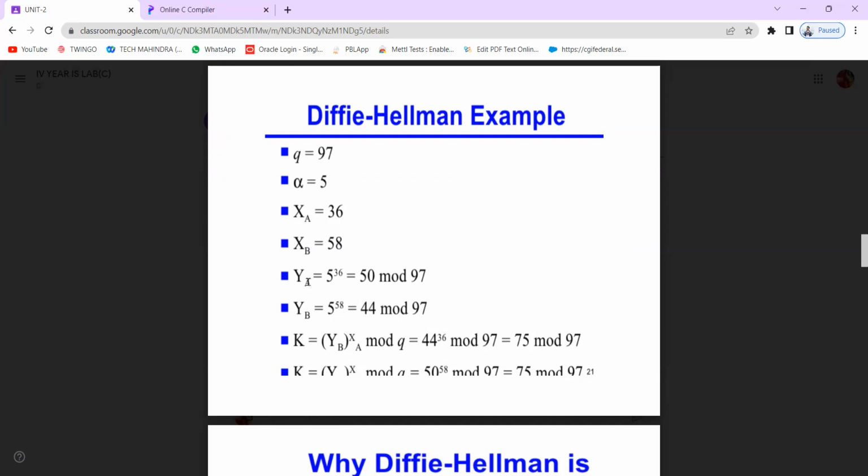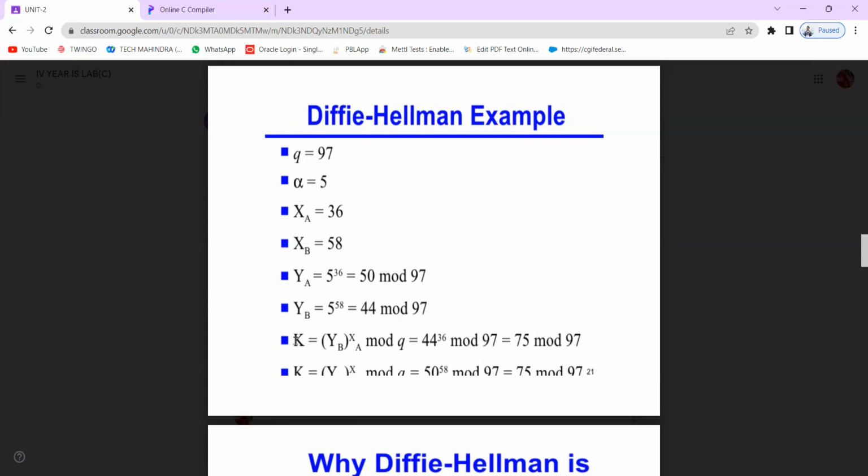that is 58. Then we'll calculate the public key of A, which is YA equal to the formula alpha power XA mod Q. Here we can see alpha power XA mod Q, so we'll get the public key value as 50. Next we'll calculate the public key of B. Here also we'll follow the same formula. We'll get the value as 44.